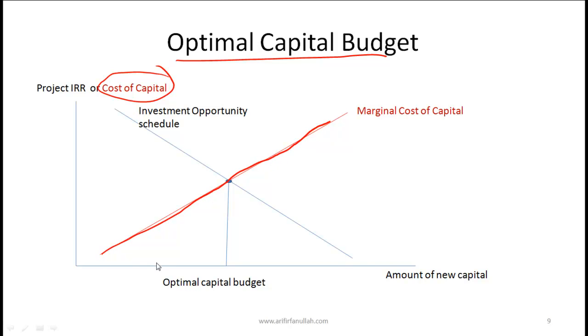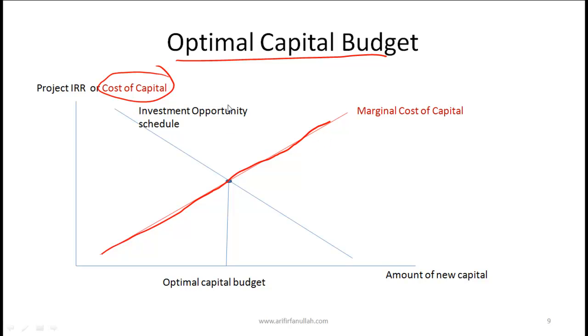The idea being that for the first 20 million that you borrow, the cost might be relatively low, but as you keep trying to borrow after that, the cost will rise. So while this might not be a perfect straight line in reality, clearly the general trend will be upwards for the marginal cost of capital.